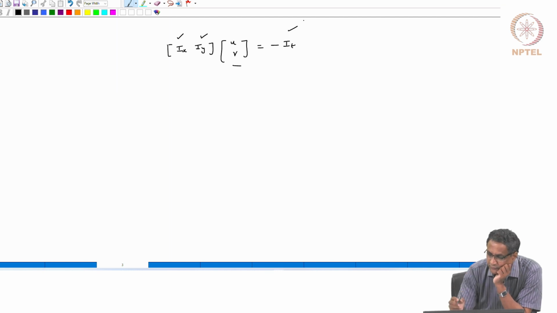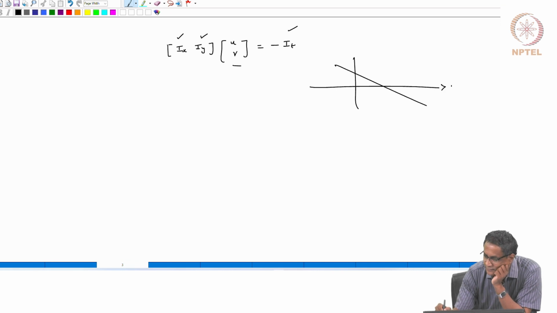Now you seem to have a line like this. If you really plot this, and I say that this is u and that is v, then this equation is u Ix plus v Iy plus It is equal to 0.